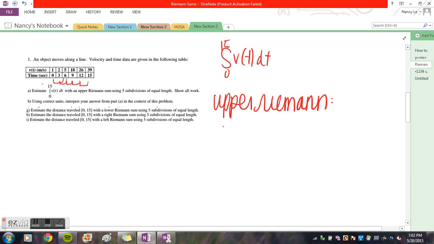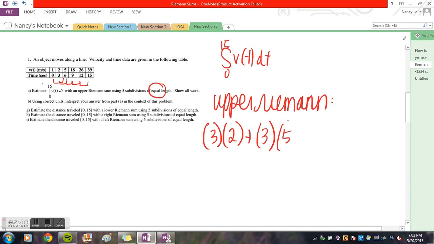the width from 0 to 3 would be 3. So 3 times the upper value, the highest value out of 1 and 2 is 2, plus the width from 3 to 6 is 3. All of the widths are going to be 3 because it says right here that the 5 subdivisions are of equal length.